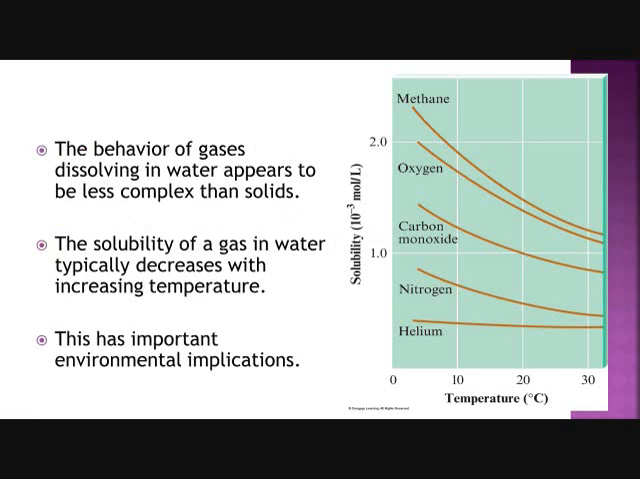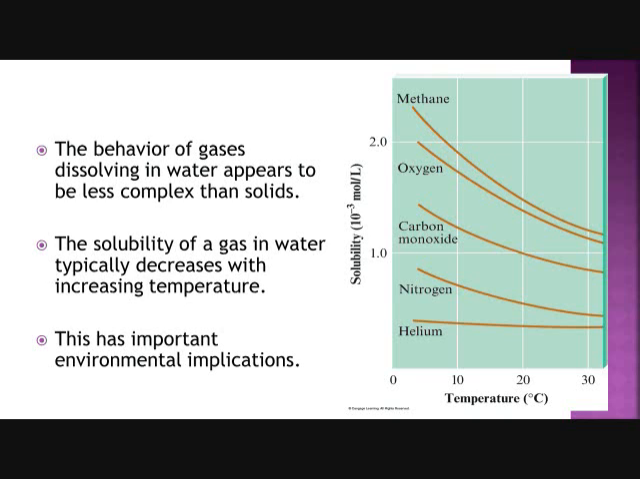The behavior of gases dissolving in water appears to be less complex than solids. The solubility of a gas in water will typically decrease with increasing temperature. Why do you think that is? If a gas dissolves less with a higher temperature, does anyone want to take a guess why that happens? Do gases move more or less at higher temperatures? More. So if it's at a higher temperature, the gas is going to be moving more, and so it's going to be harder to trap it in the solution. So that's why that makes sense.